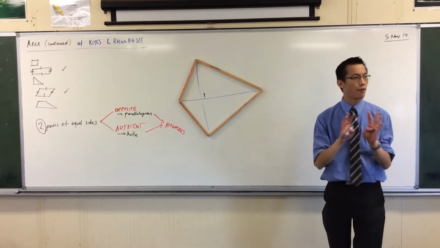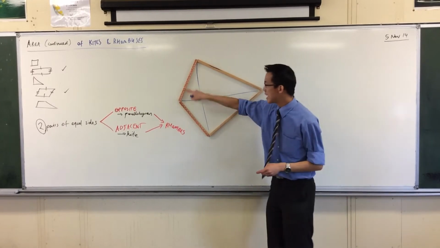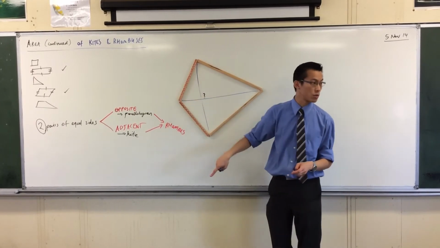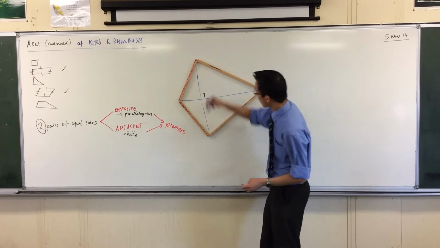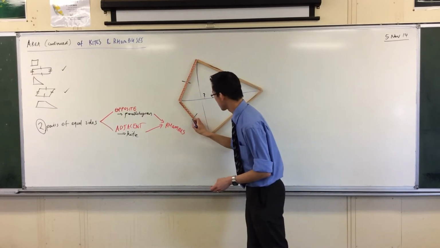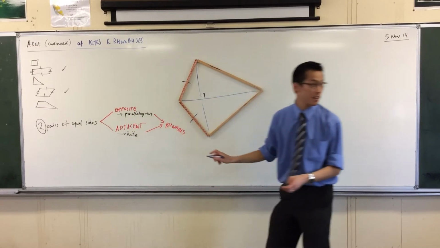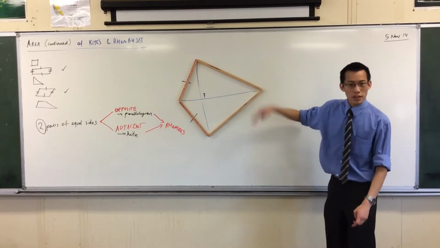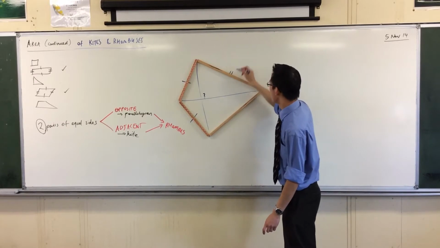Okay. So firstly, have a look at this with me. See how these two sides are equal to each other. Yes? Okay. So I'm going to label them as such. So that is equal to this. Can you see it? Is that reasonably clear? Yeah? Okay. And then you've got these two equal, right? So I'll mark them as such as well.